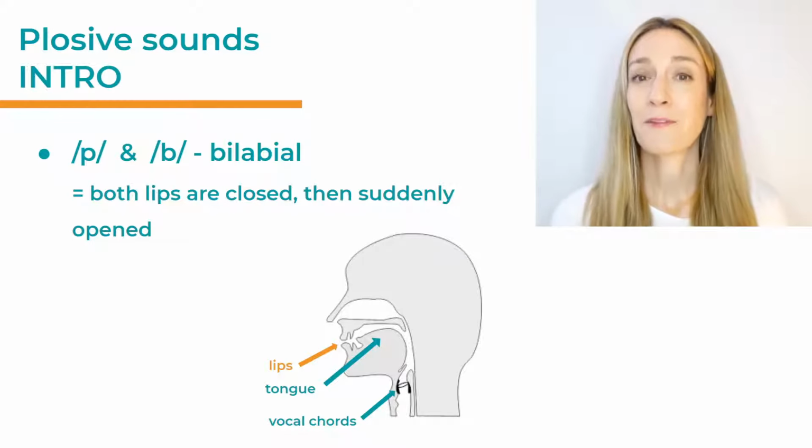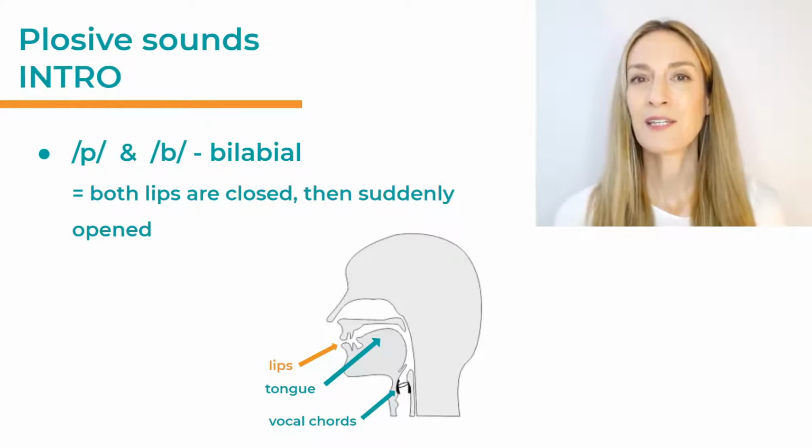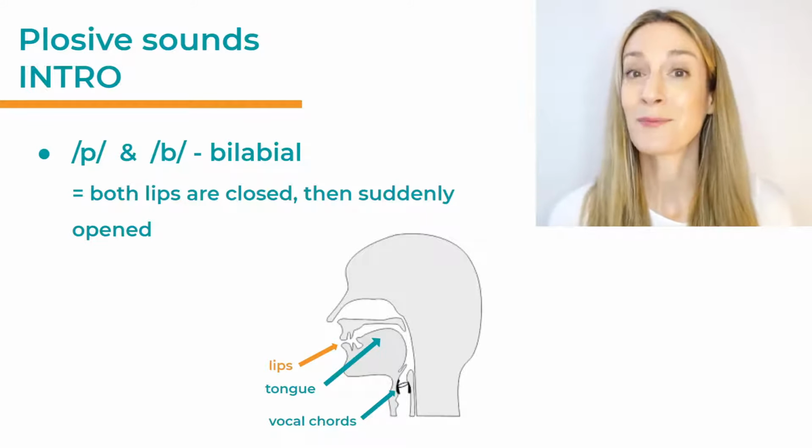First up, we have p and b. So p and b are what we call bilabial sounds. And bilabial really means that they are formed with both lips closed. P, b. And you can see this very clearly when I say them. You can also look in the mirror when you say them yourselves.